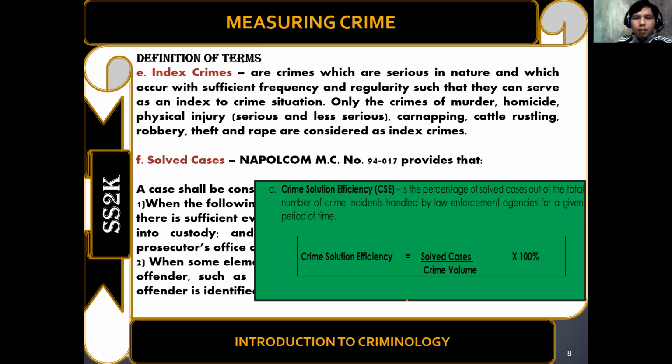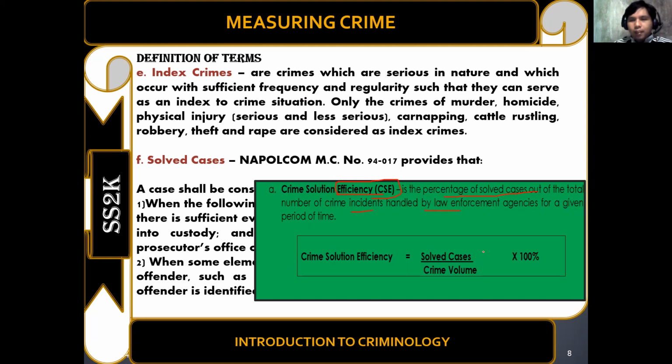Okay? So, paano po sinosolve yung tinatawag na crime solution efficiency? Para makita kung gaano ka-efficient ang kapulisan sa pag-solve sa kaso. So, crime solution efficiency is the percentage of solved cases out of the total number of crime incidents handled by law enforcement agencies for a given period of time.